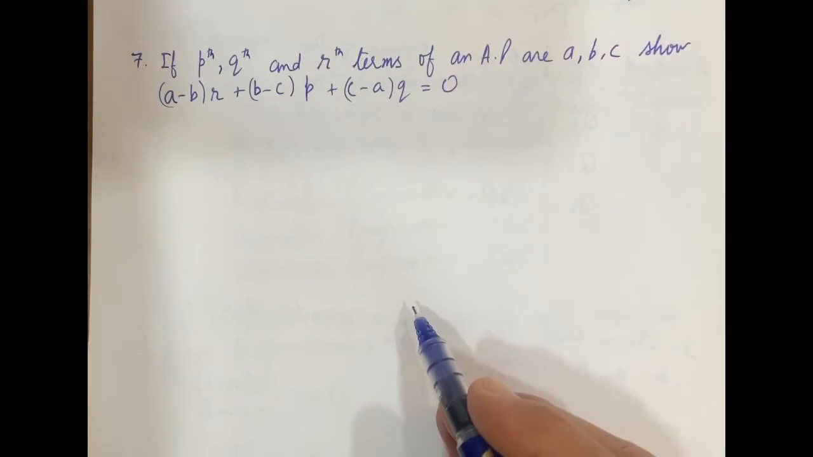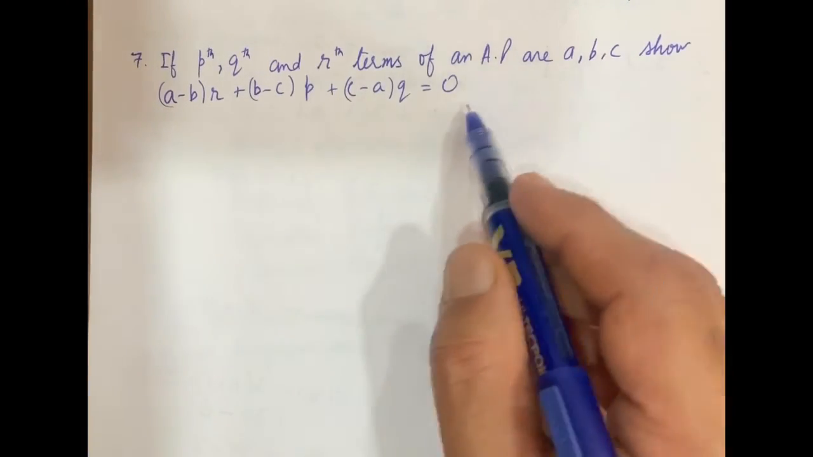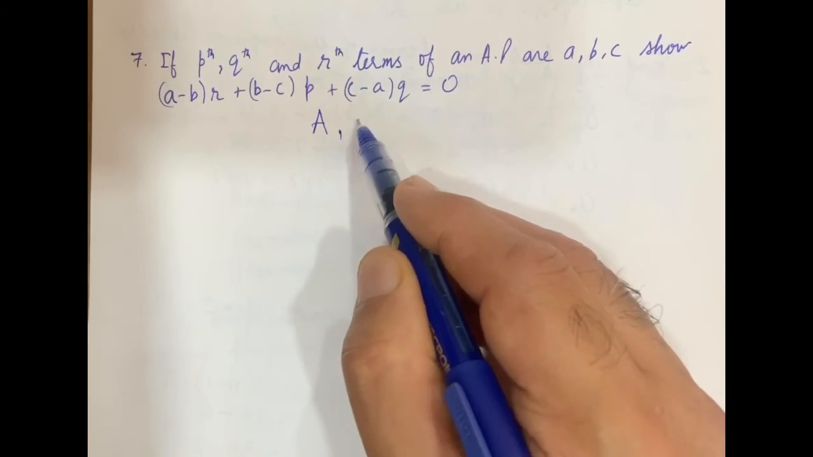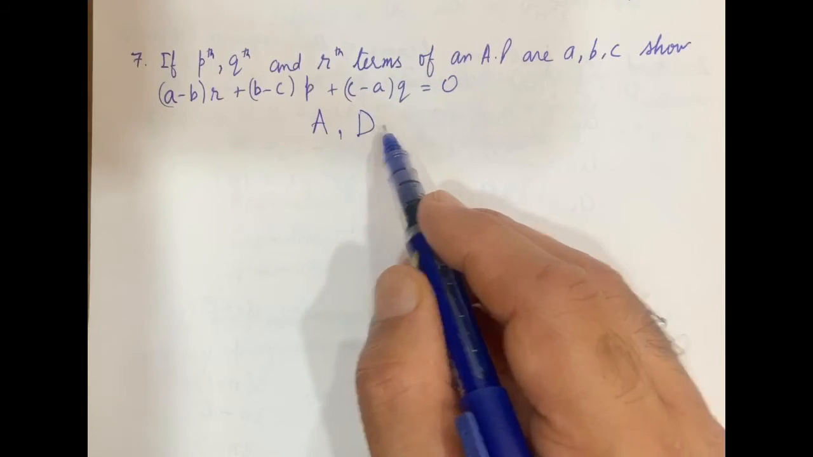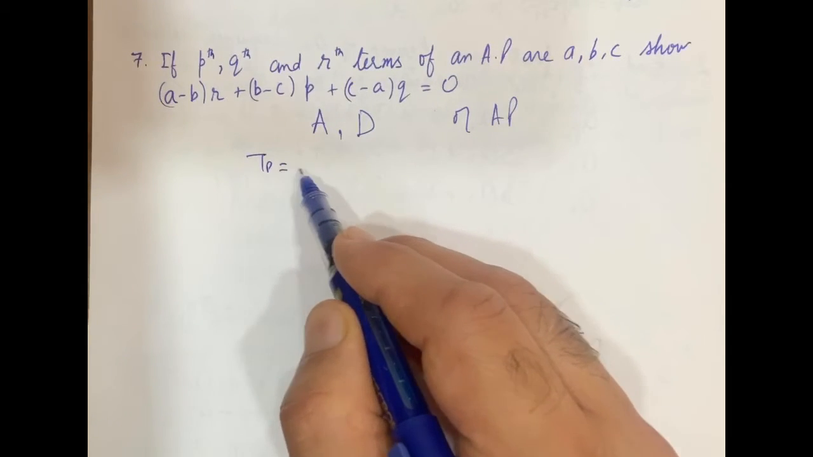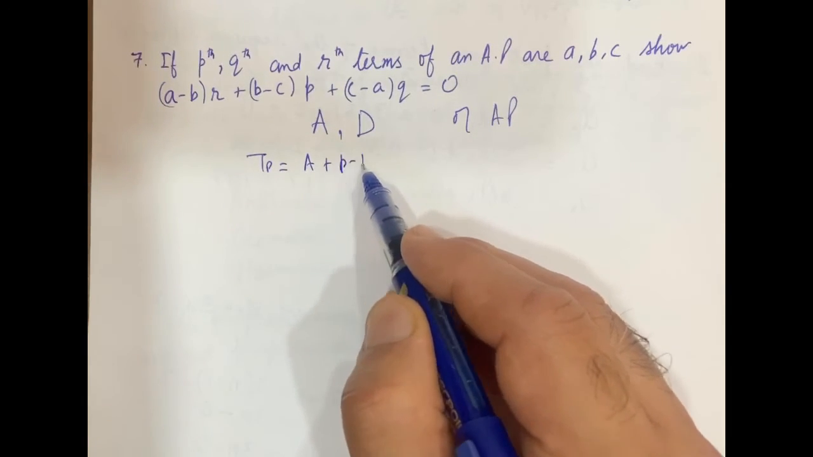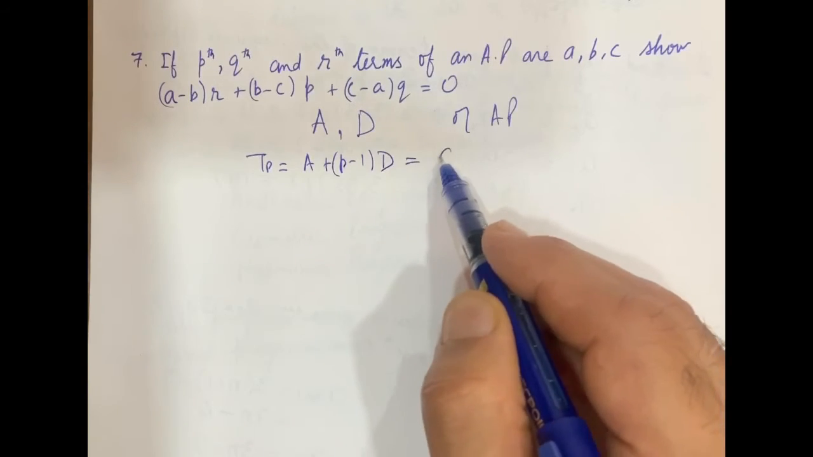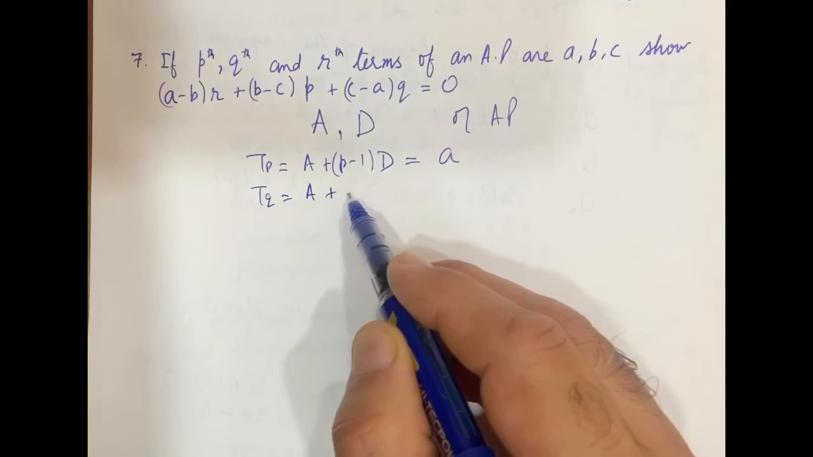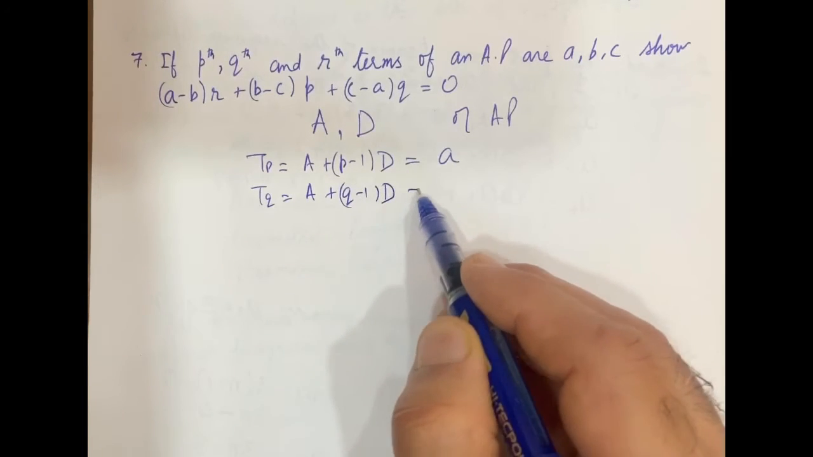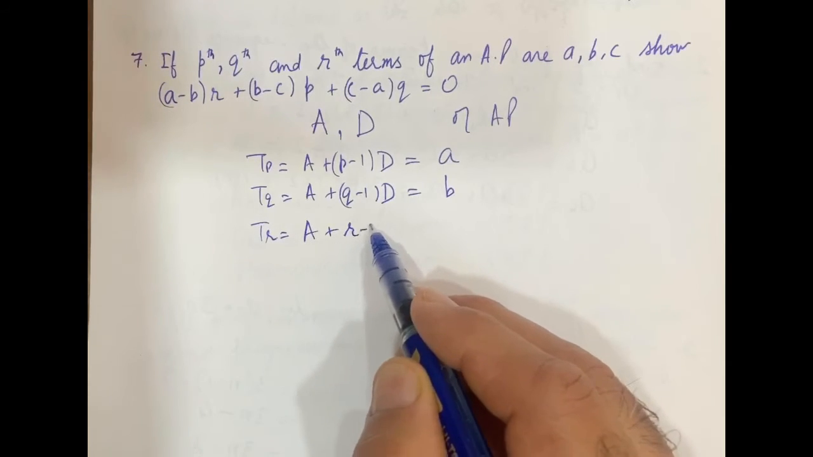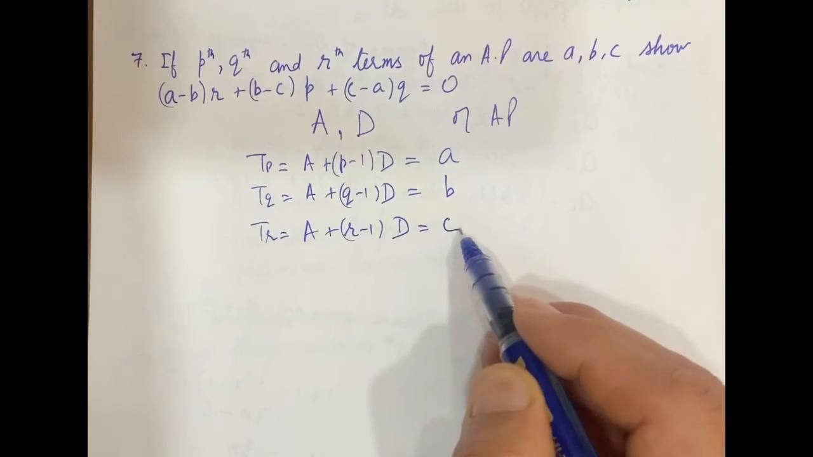In the next question, the pth term of an AP is given as a. So this is small a. So let's take capital A and d as the first term and common difference of the AP. The pth term is A plus p minus 1 into d. This is given as small a. Similarly, the qth term, that is A plus q minus 1 into d, is equal to b, and the rth term, A plus r minus 1 into d, is c.